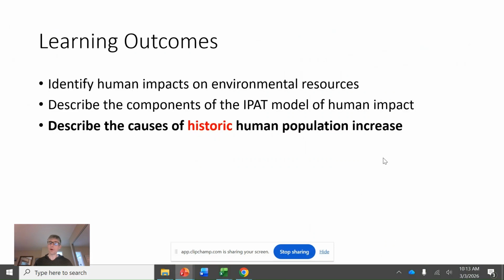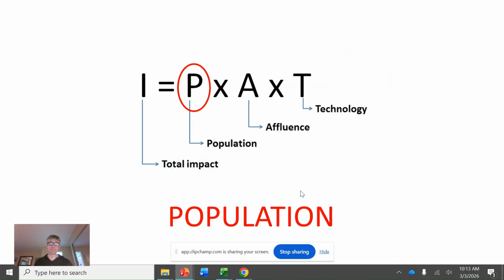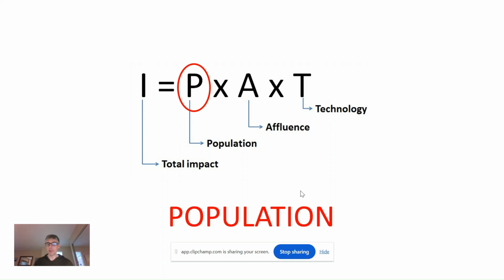All right. Hi, everyone. Welcome back to BIOL 105. This is our Human Impacts Lecture Part 2. We're going to be talking primarily about population and then about affluence and their impacts on human impacts. So, population, it's part of our IPAT model. Let's have a look at what's happening.